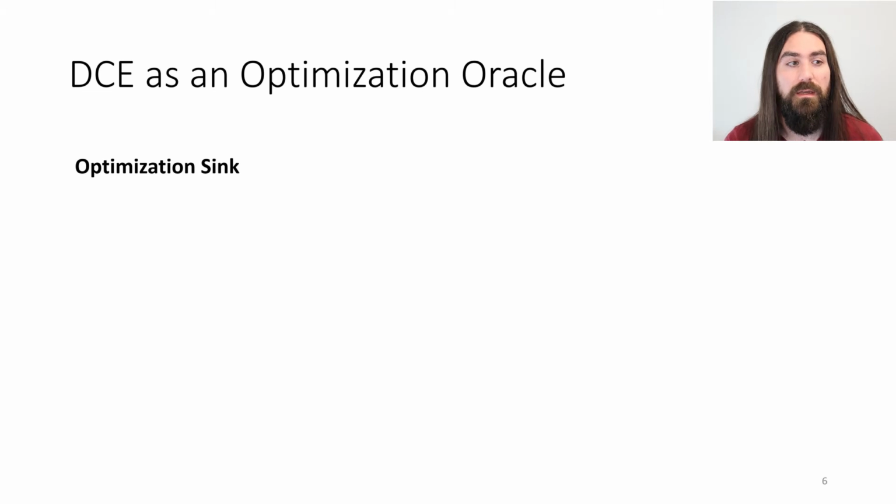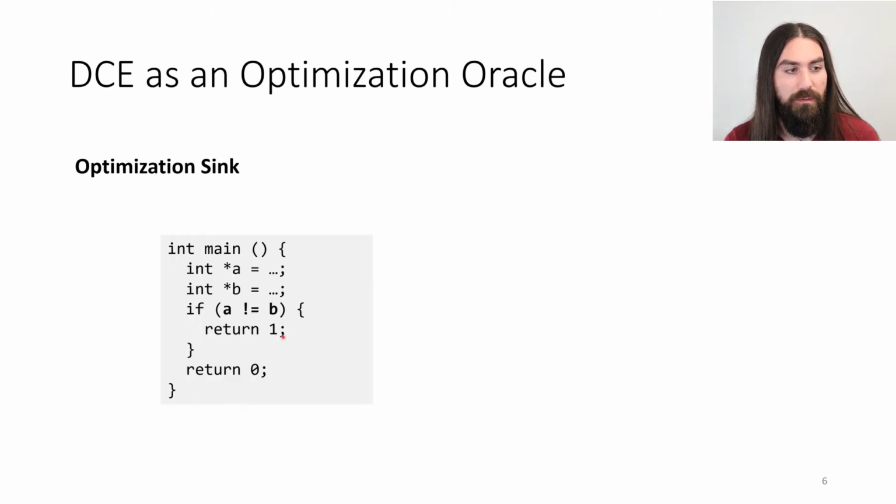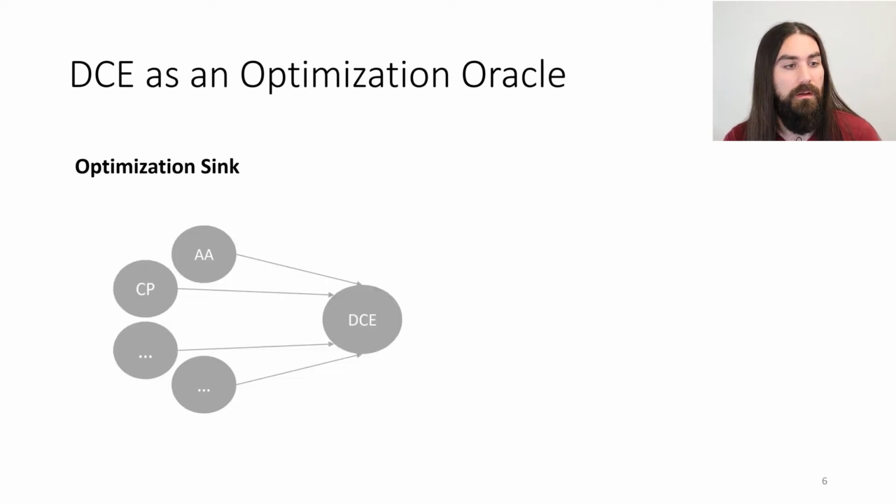So what makes dead code elimination a good optimization oracle? The first important property is that it is an optimization sink. For example, in this program, to determine whether this piece of code here, the if statement, is dead, first the compiler must rely on alias analysis to check whether the two pointers point to the same addresses. And similarly, dead code elimination has to rely on many other transformations, such as, as I already mentioned, alias analysis, constant propagation, and others. And if dead code elimination is successful, it implies that these were also successful. And on the other hand, if it is unsuccessful, it may indicate that one or more of these analyses or transformations were unsuccessful.